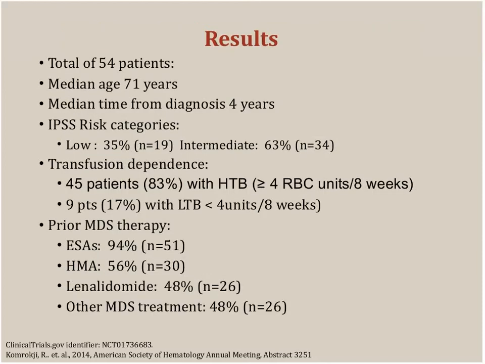54 patients were treated. You see the low-risk categories here, about a third low risk, 63% intermediate 1, 45% had a high transfusion requirement versus 17% that had low transfusion requirement, defined by either being more or less than 4 units of red cells in 8 weeks. And then you see the breakout here with respect to prior MDS therapy. Most of the patients had ESAs, about half had hypomethylating agents, and almost half had prior lenalidomide therapy.